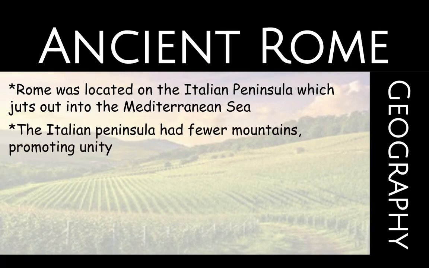And the Italian peninsula had fewer mountains compared to, say, ancient Greece. Ancient Greece, remember, was very mountainous, and that interfered with their ability to unify. In ancient Greece, that's why the city-states developed in the first place, because there was no one unifying government in ancient Greece because of the mountains. Italy did not have that problem. The Roman Empire, on the Italian peninsula, where there were fewer mountains, it promoted unity. They were able to have one strong central government.